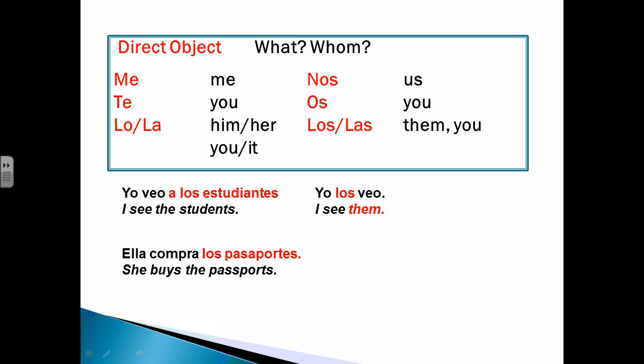The next one, ella compra los pasaportes. So again, I have it highlighted, but you read it, she buys. What does she buy? Los pasaportes. And so you want to say she buys them. So them would be los. Okay? And then you're going to rewrite it, and then los is going to come in front of comprar. So it's ella los compra, she buys them. So write that down.